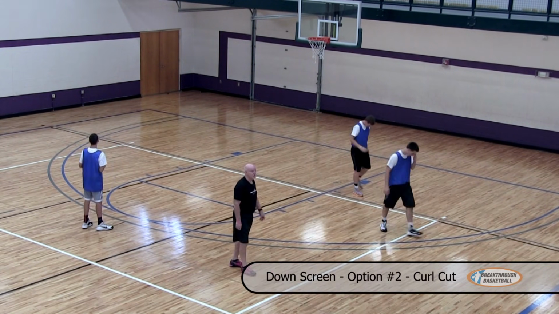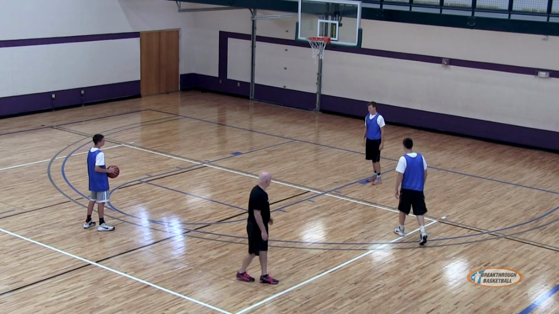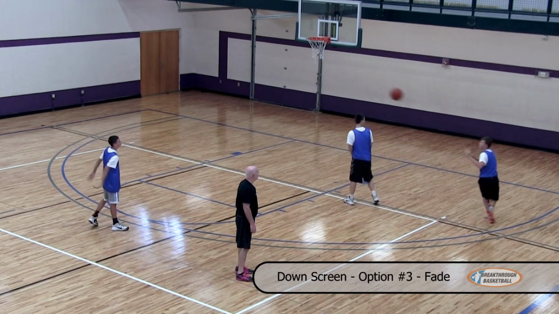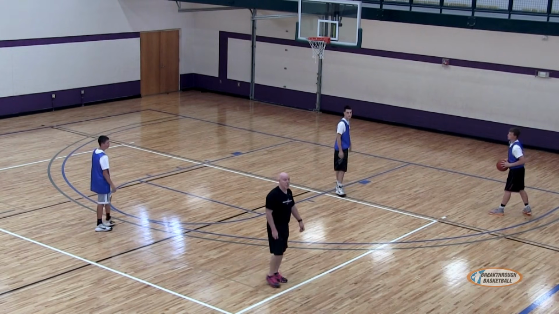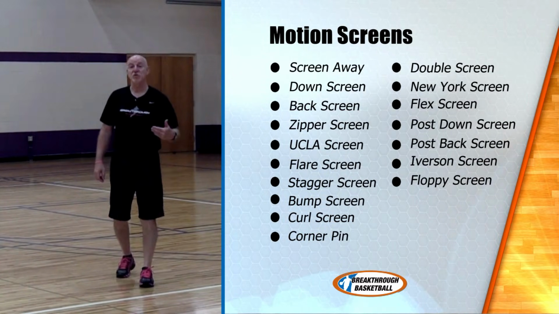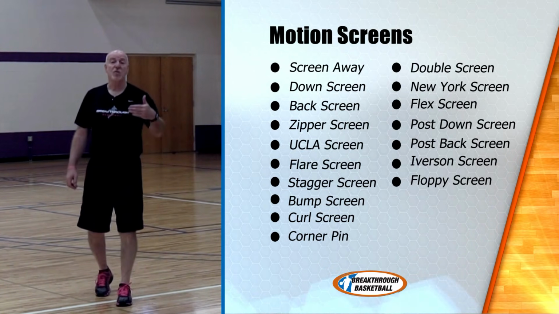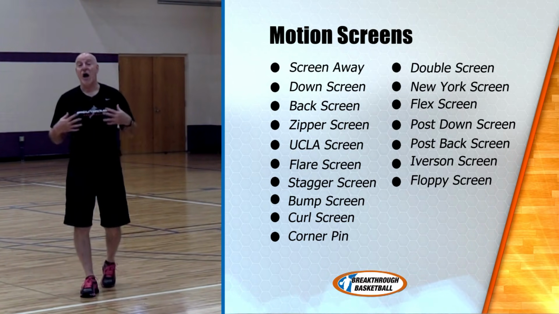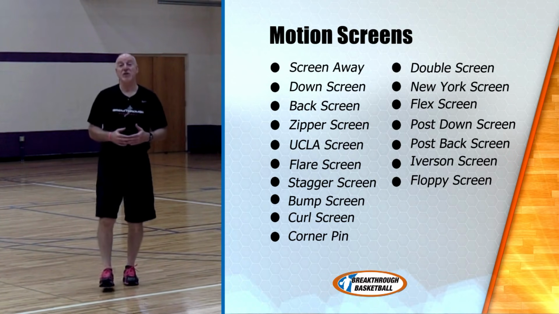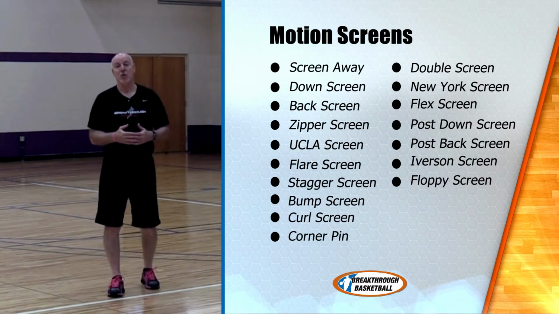And then the third option is going to be a fade. We're going to set the down screen. It's going to sell over the top and then cut away from the ball. Any one of those options can be used when you come off of any screen. Okay? Which option do you use? I leave that up to the player. But that is the definition of some of the screens that we use in our motion offense.